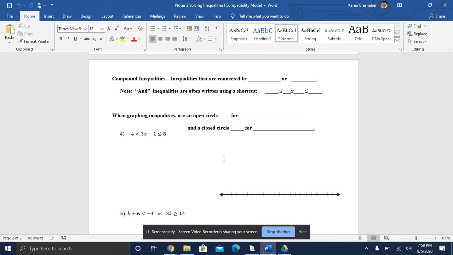Right, we're going to move on to compound inequalities. Those are inequalities that are connected by either the word and or the word or.